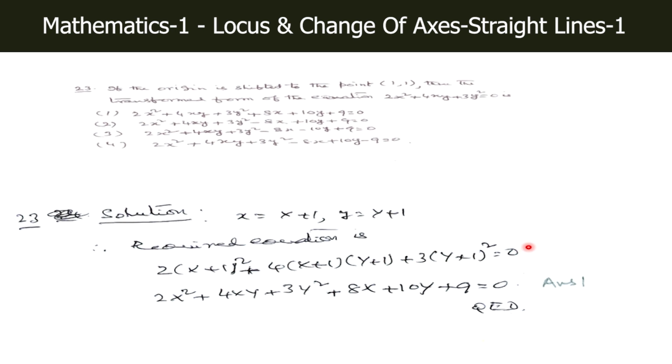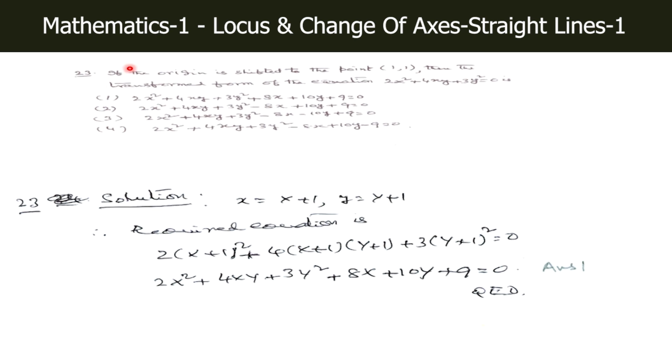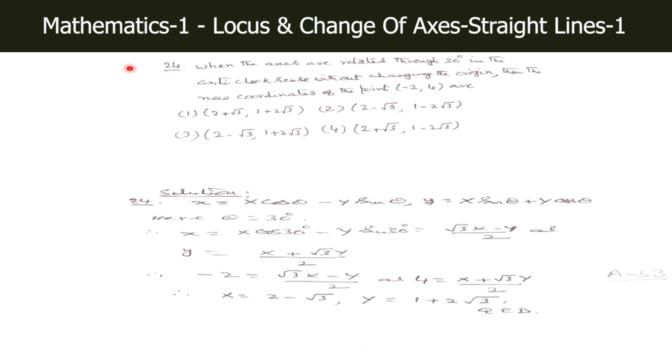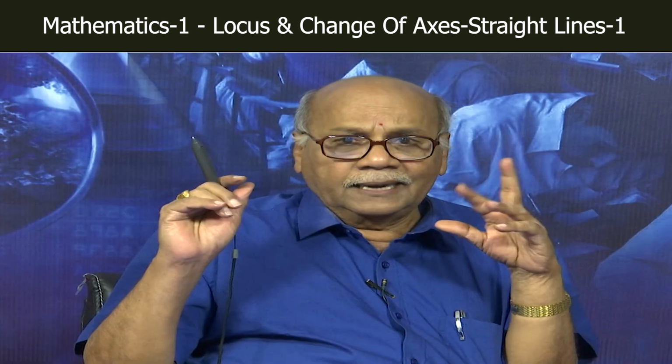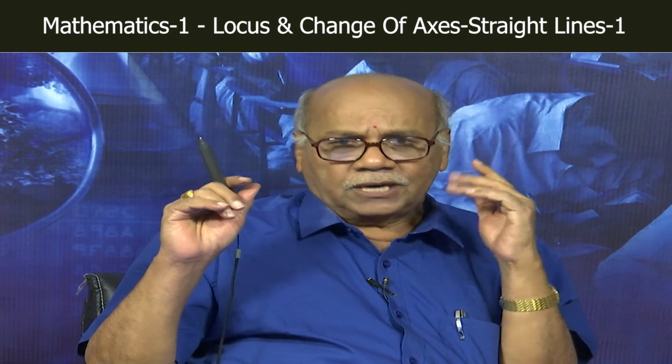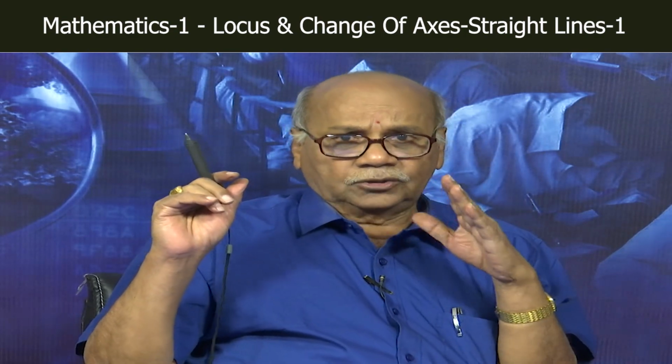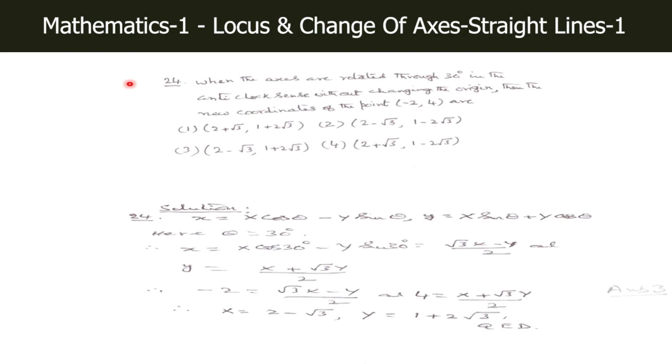So, if you simplify, then the transformed equation is 2 capital X square plus 4 capital XY plus 3 capital Y square plus 8 capital X plus 10 capital Y plus 9 equal to 0. So, answer is 1. And please remember that when you shift the origin, the second degree terms of a second degree equation will not change. Only first degree terms will change. Second degree terms means x square, xy and y square. First degree terms means x and y terms.